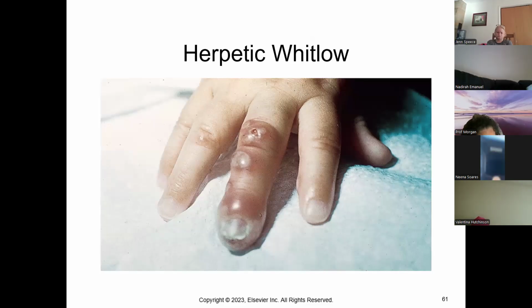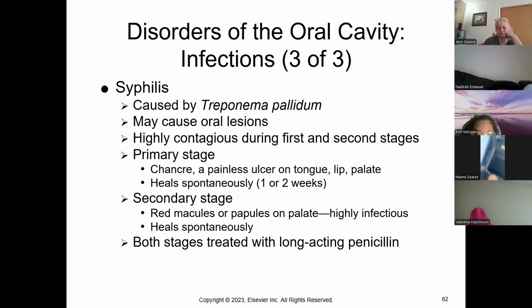Somebody had herpes, and the dental person didn't have on gloves and stuck their finger in the mouth with an infection. Also, the herpes can spread to the eyes, causing conjunctivitis or keratitis, which we talked about when we did the eyes. We have the infection in the cornea from the herpes. Okay, that's it now for sure.